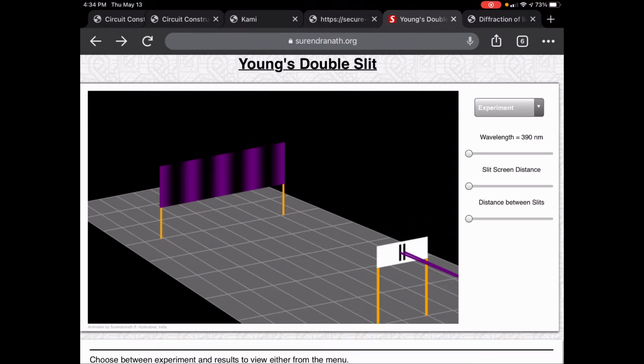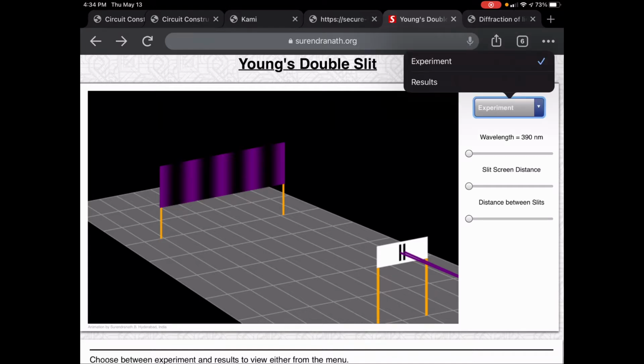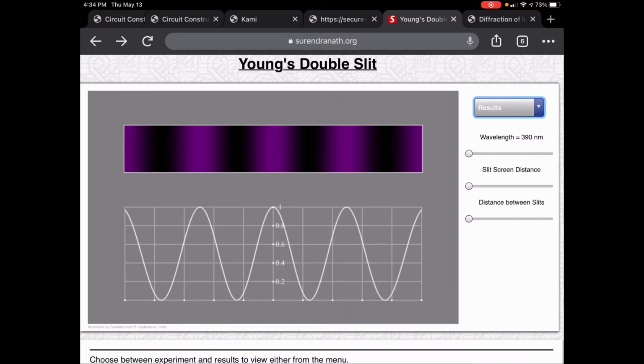Now let's take a look at it in terms of the intensity and the energy that is showing on the screen. I'm going to change this from experiment to results so that you can see. Again, we've got 5 bright fringes on the screen, 1 in the middle, 2 outside of that, and 2 outside of that. According to the graph below, every time we have a maximum intensity, that corresponds to a bright fringe. Every time you have minimum intensity of light, meaning no light, you have a dark fringe. So we have dark fringes in between each bright fringe, and that would correspond to a minimum intensity on the graph.